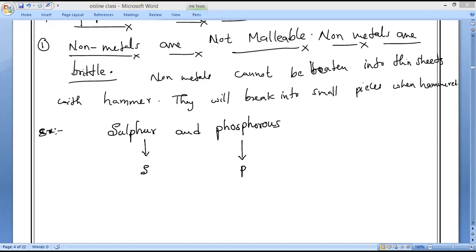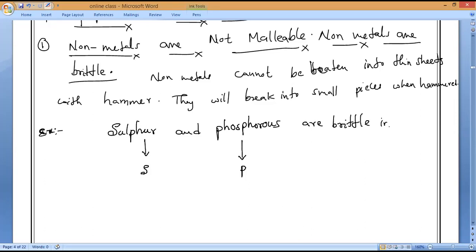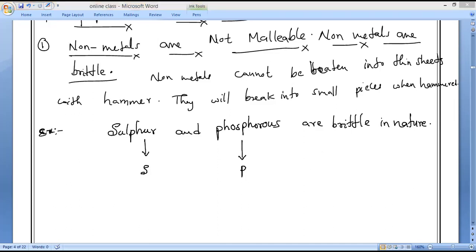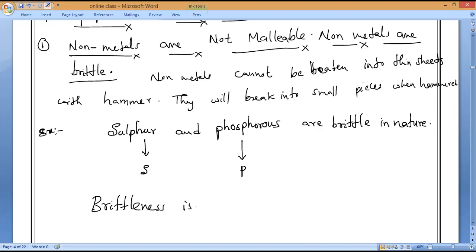So what is the nature? They are brittle in nature. Non-metals are brittle. Sulfur and phosphorus are brittle in nature because they are solid non-metals. So what is the first characteristic of non-metals? Brittleness is a characteristic property of solid non-metals. Please write it.